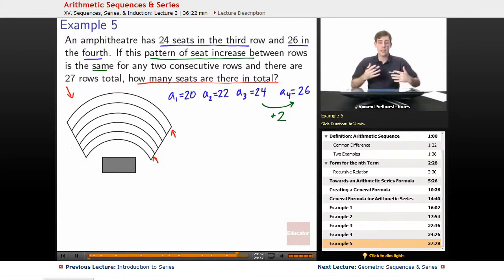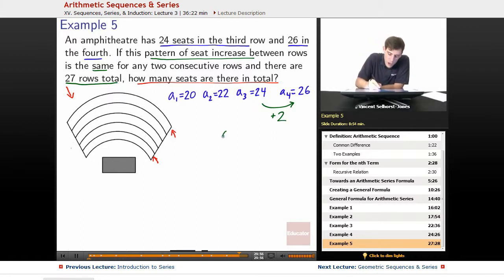What we're really looking to do is to take a finite arithmetic series. We are looking to figure out what is the 27th partial sum, because what we want to do is add the number of seats in the first, second, third, fourth, and so on, up until the 27th row, and we'll be able to figure out all of those. So what we need to use the formula we figured out is we need to know how many seats there are in the first row, how many seats there are in the last row, and the total number of rows.